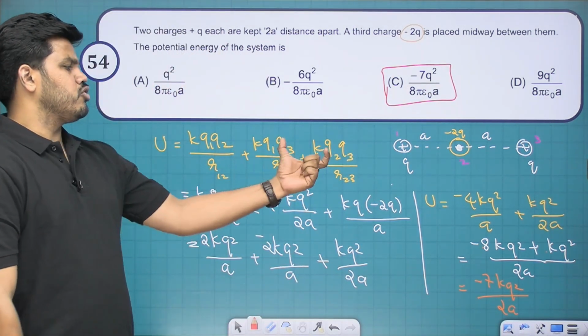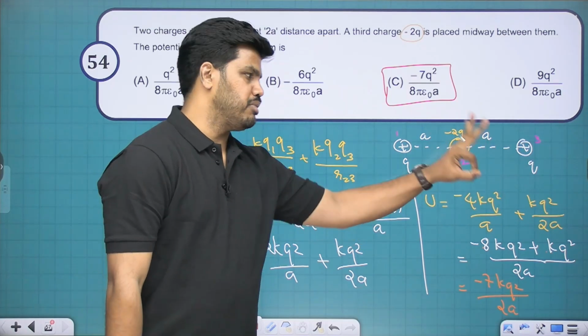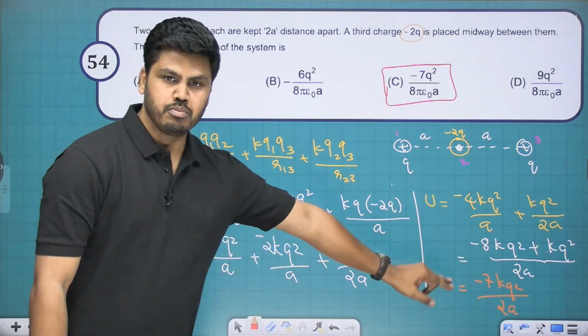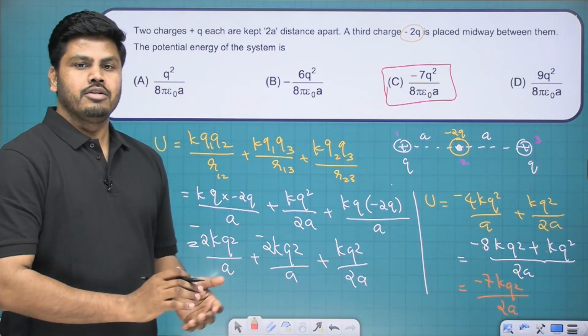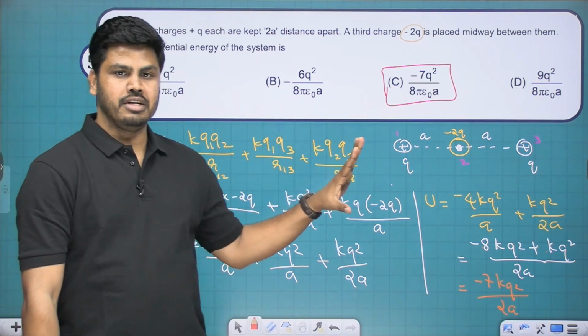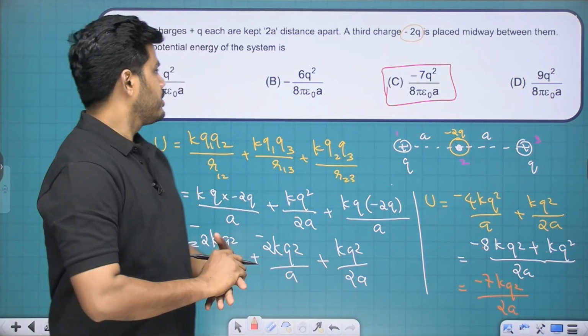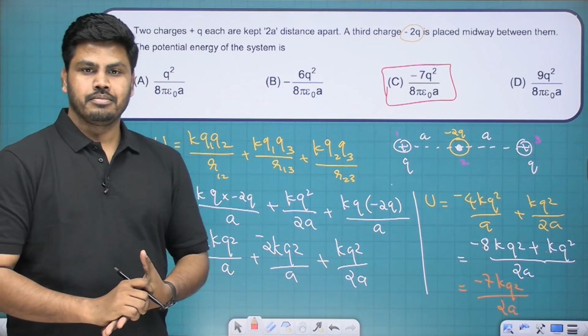Okay, so we found individual pairs, 3 different independent pairs possible. We substituted, simplified. Yeah, so these are the questions we had in the material. 54 MCQ questions. Thank you.